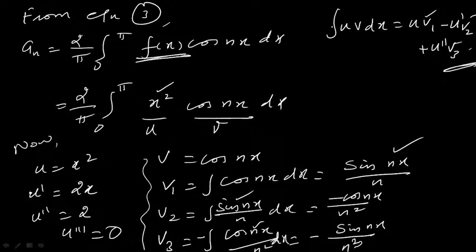For that we make use of this formula, that is u v1 minus u dash v2 plus u double dash v3. So if you are well versed in this formula, there is no need to write it like this. You can directly substitute it.